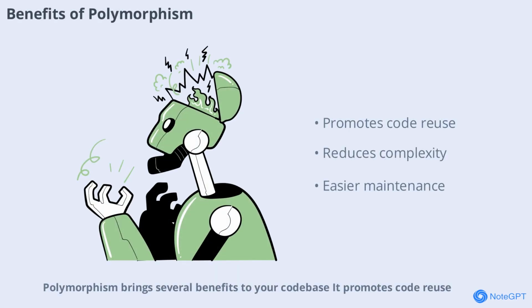Polymorphism brings several benefits to your codebase. It promotes code reuse, reduces complexity, and makes your programs easier to extend and maintain. By allowing objects to be treated uniformly, you can write more general and flexible code. This is especially valuable in large projects where changes are frequent and requirements evolve over time.